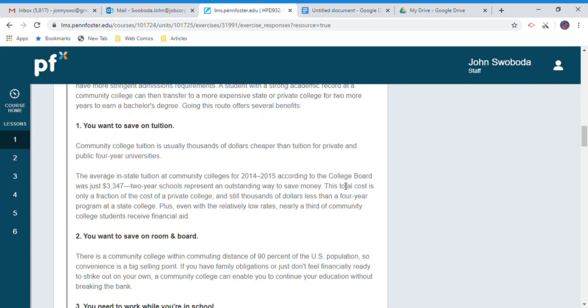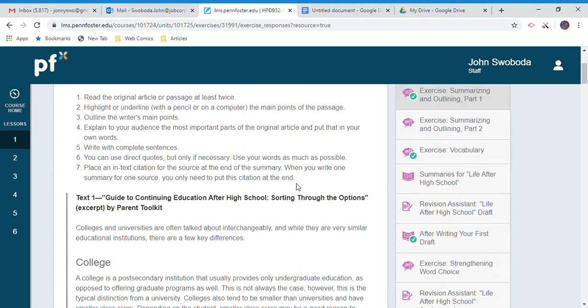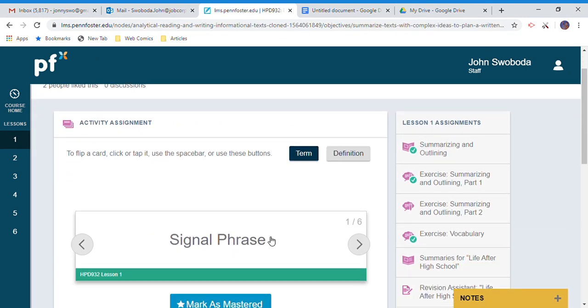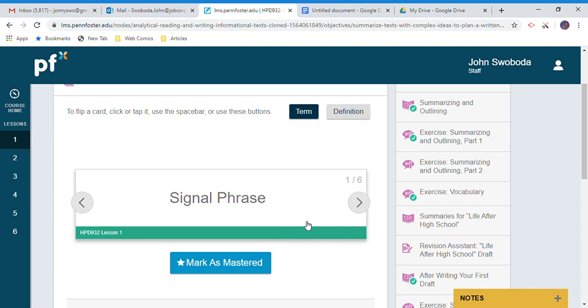Let's look at, here we go, the flashcards. A signal phrase is a phrase inside your text that is introducing a quote. Instead of just firing off a quote and then explaining it afterwards, you put a signal phrase in, like, according to Parent Toolkit, or like Parent Toolkit says, and then you quote.